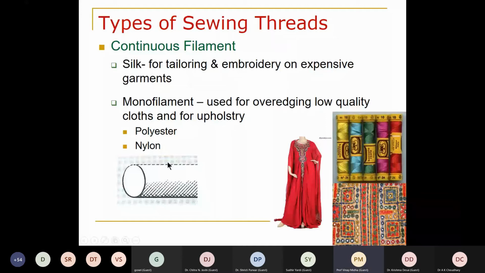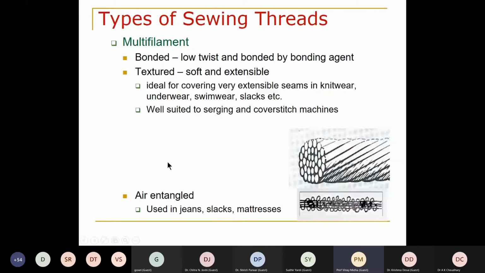Then multifilament threads are also there. Monofilaments we have seen, and then multifilaments are there. Multifilament will have multiple number of fine filaments combined together in that particular single yarn thread. They can be bonded with low twist and a bonding agent, or they can be textured for soft and extensible applications. They are ideal for covering very extensible seams in knitwear or undergarments, swim wears, or slacks, and well suited for serging and coverall machines.